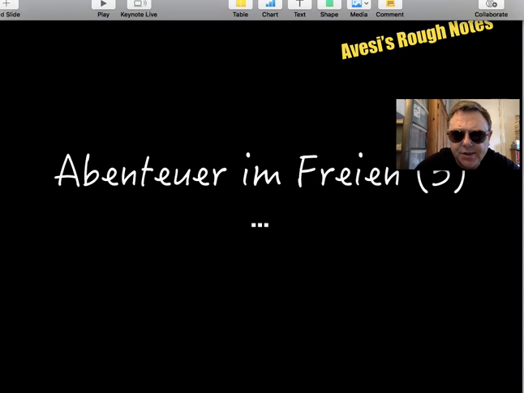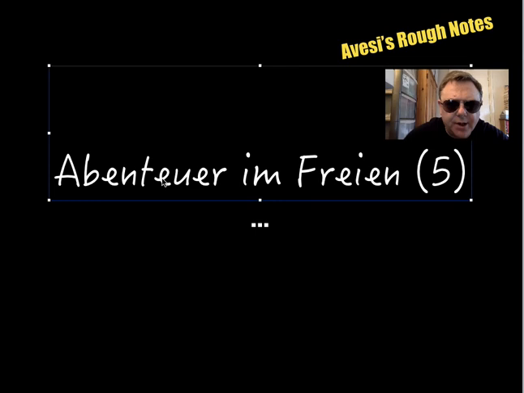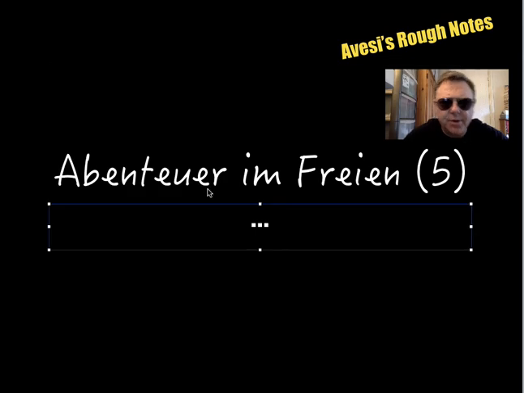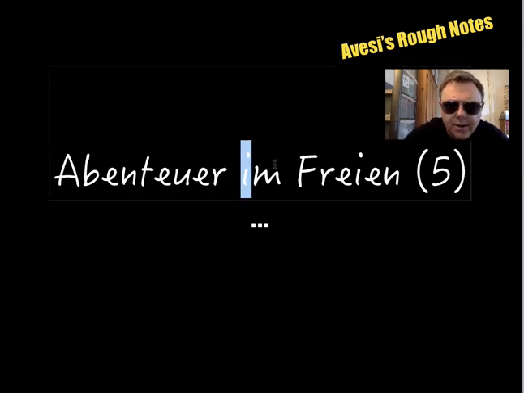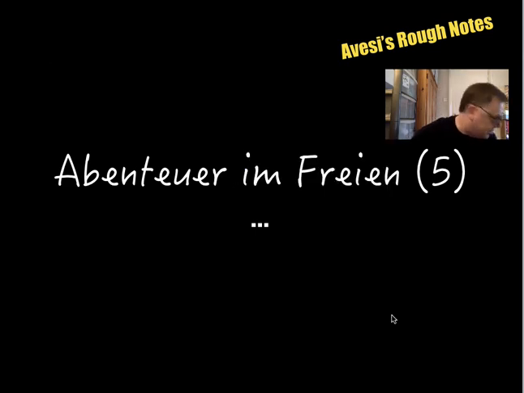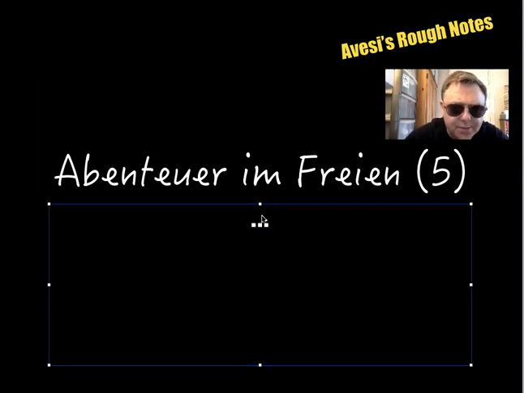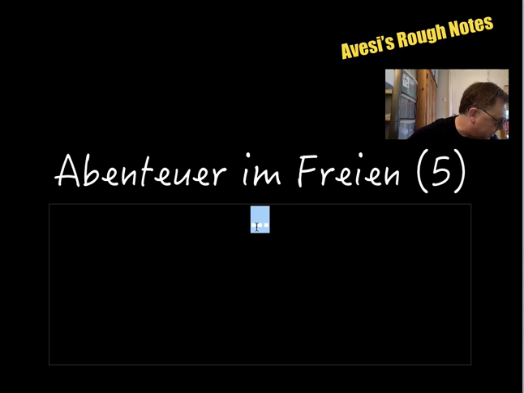So first things first is my rough notes. Abenteuer is the German for adventure, so get that word down. Then im Freien literally means in the free air, if you like, so outside, basically. So outside adventures. I'm just going to go through what's in the textbook and type out some key phrases that I come across that might be useful. So Abenteuer im Freien means adventure outside. Just get that down first of all. So that's your title.